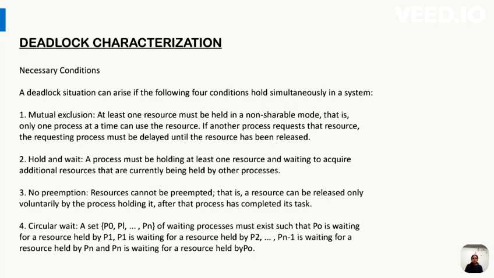In circular wait, a set P0, P1, to Pn of waiting processes must exist such that P0 is waiting for the resource held by P1, P1 is waiting for the resource held by P2, Pn minus 1 is waiting for the resource held by Pn, and Pn is waiting for the resource held by P0.